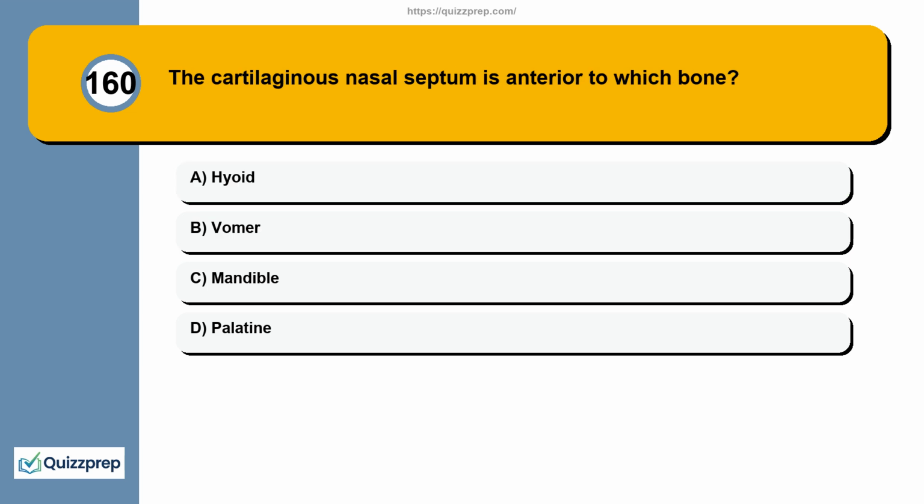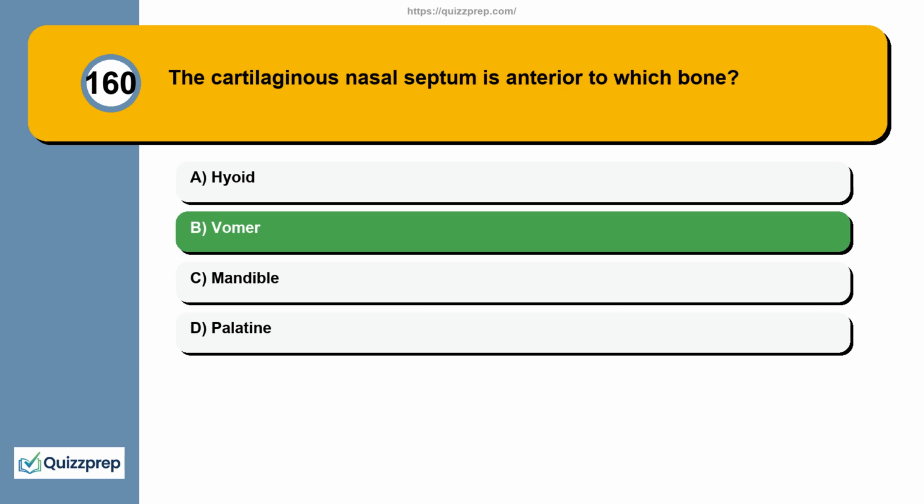Question 160. The cartilaginous nasal septum is anterior to which bone? Option A, hyoid. Option B, vomer. Option C, mandible. Option D, palatine. The correct answer is option B, vomer.